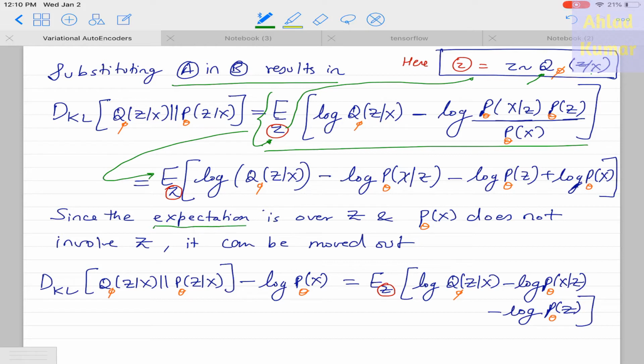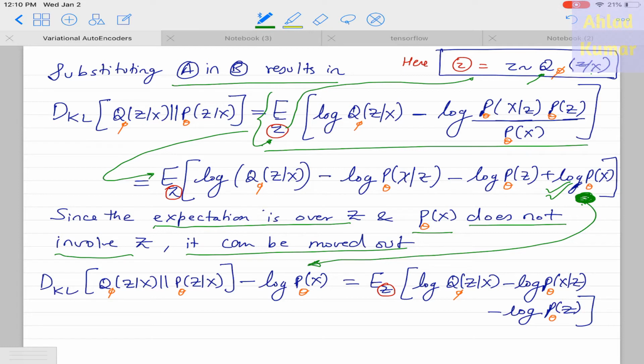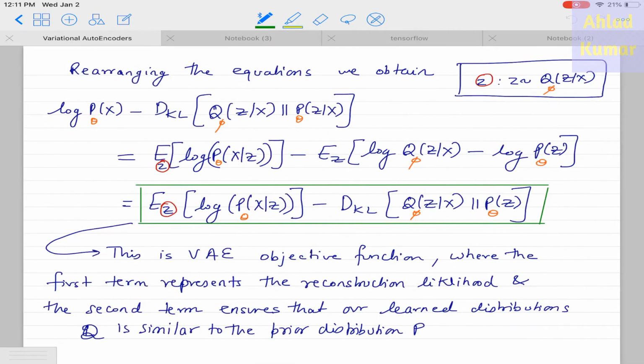So since the expectation is over z and p theta x, that is this expression, does not involve z, it can be moved out of this expectation operator. As a result, we can move this log of p theta x out of the expectation operator, and once we move it out and take it onto the left hand side, we will obtain this expression, that is the divergence minus log of p theta x equal to this. So this is again the simplified expression of this expression. So let's move forward.